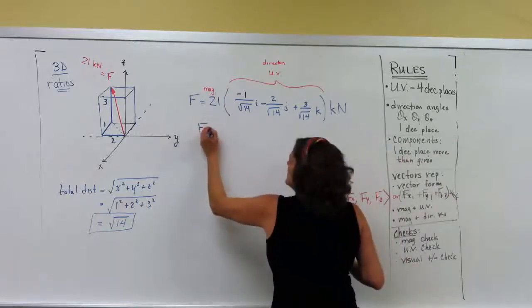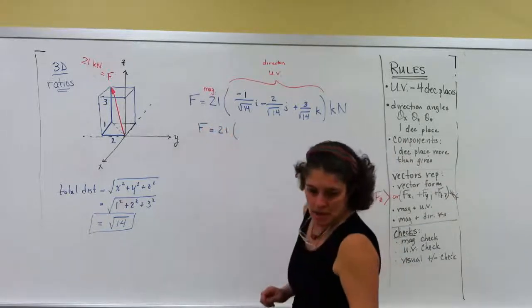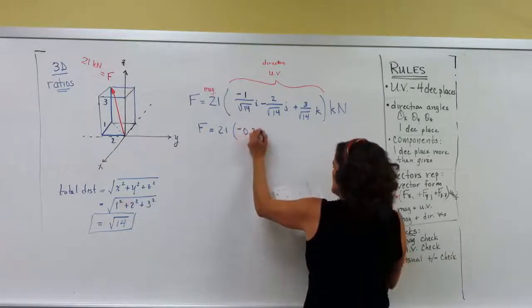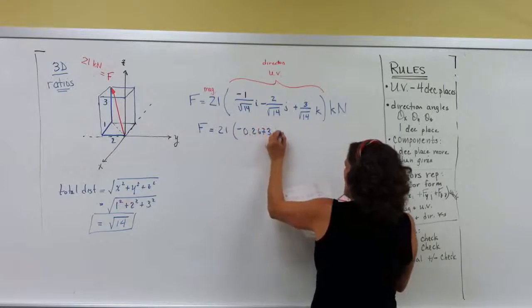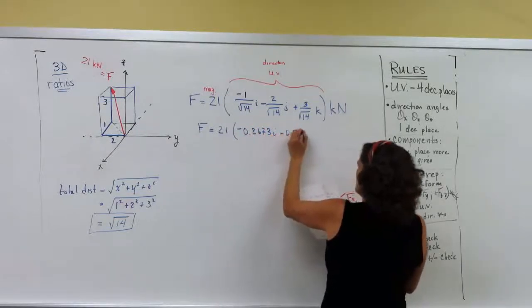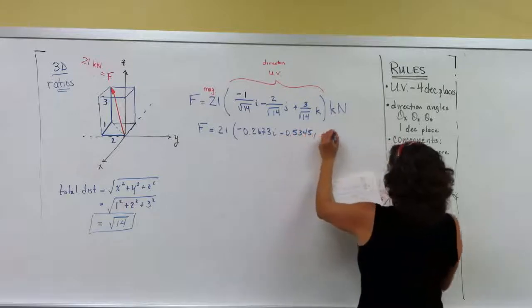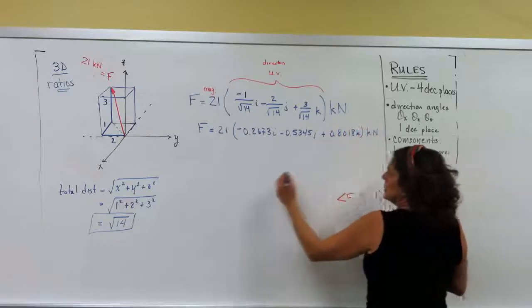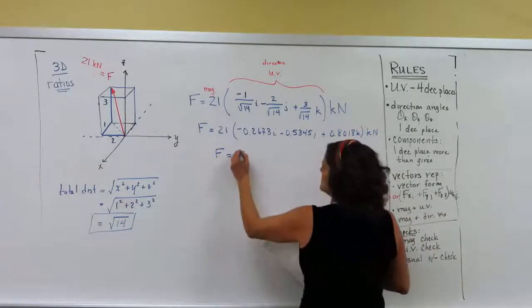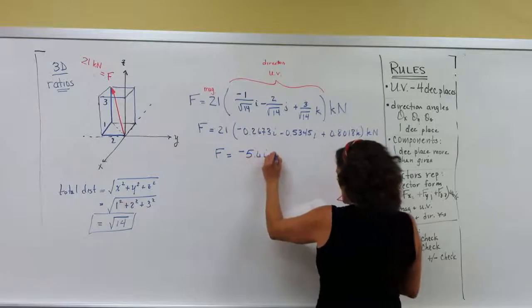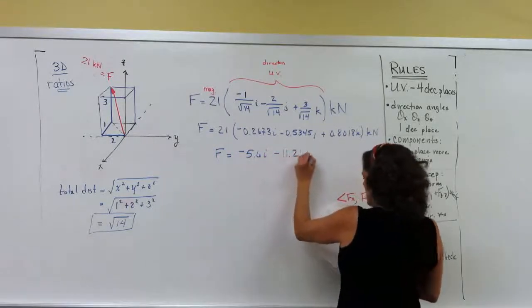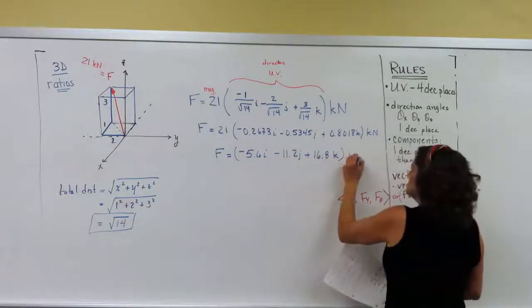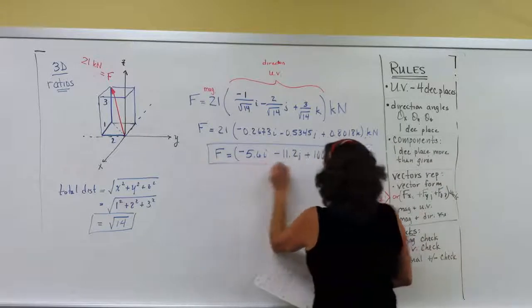And this turns out to be 21 times -0.2673 i minus 0.5345 j plus 0.8018 k kilonewtons. And the solution of our answer comes out to be -5.6 i minus 11.2 j plus 16.8 k, and the units are kilonewtons, and here's my value.